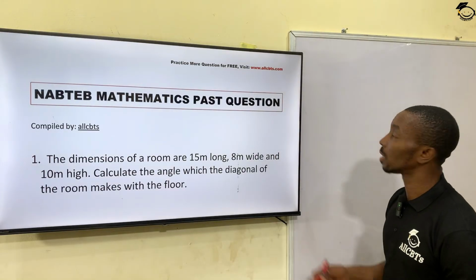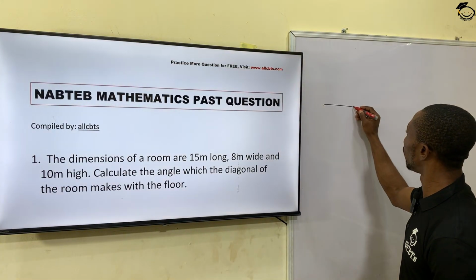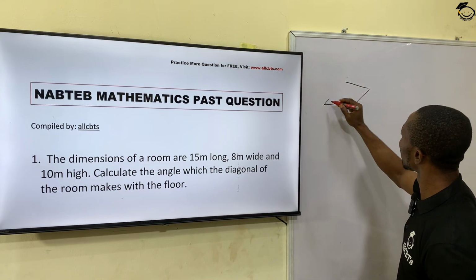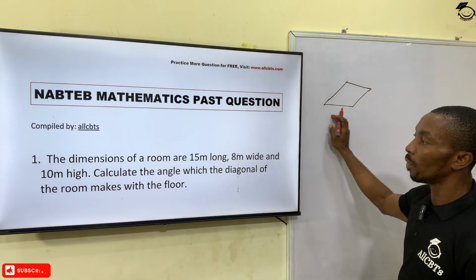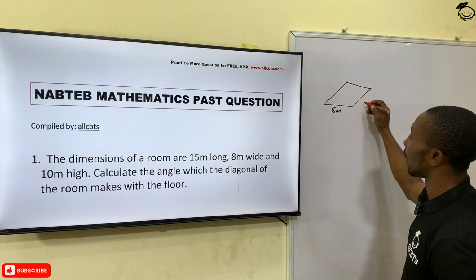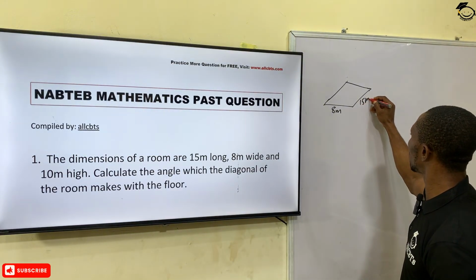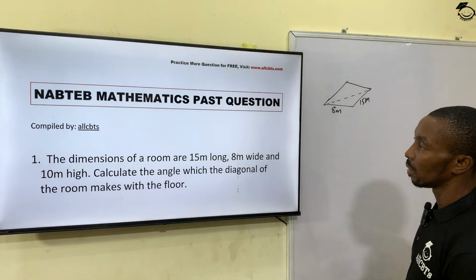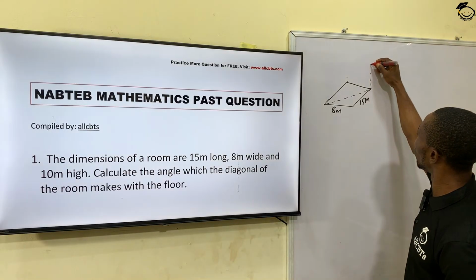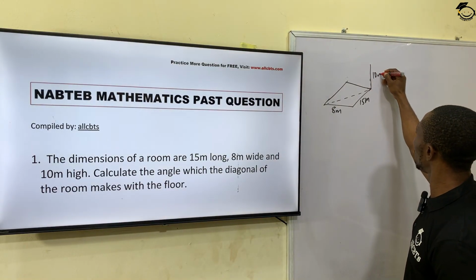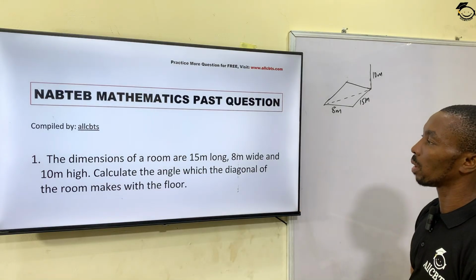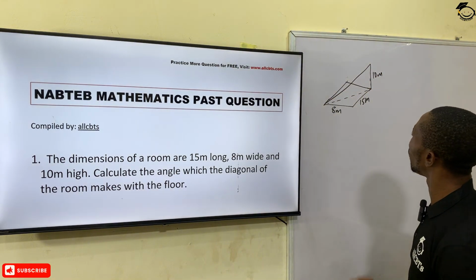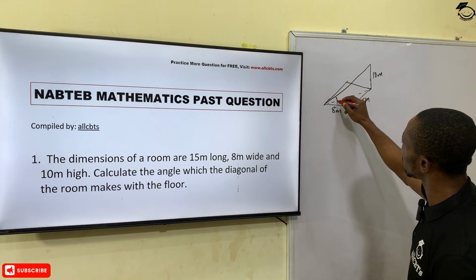Now, let's understand the question. We have the room floor. Let's assume this is a room floor. Now, they said the width is 8 meters and the length is 15 meters. Now, this room floor has its own diagonal. Now, if we include the height of the room, which is 10 meters, we are asked to calculate the angle which the diagonal of the room makes with the floor. So we are asked to calculate this angle.